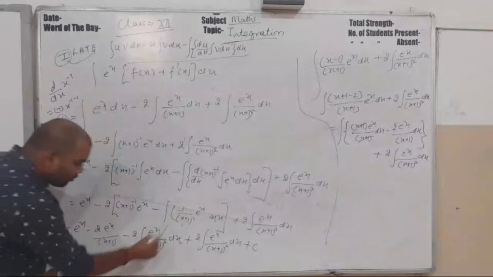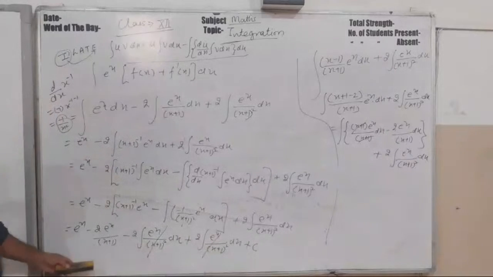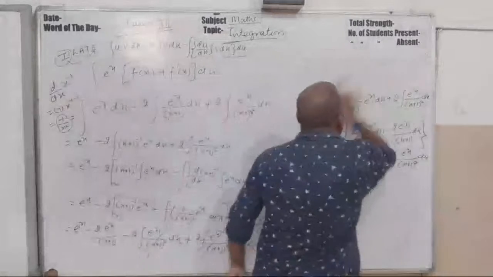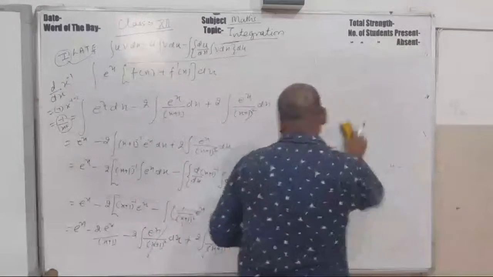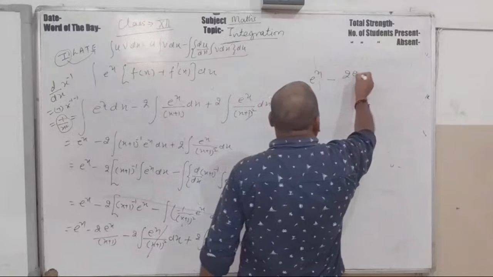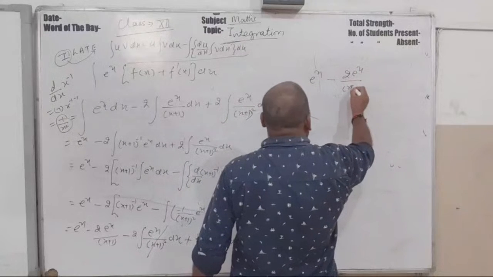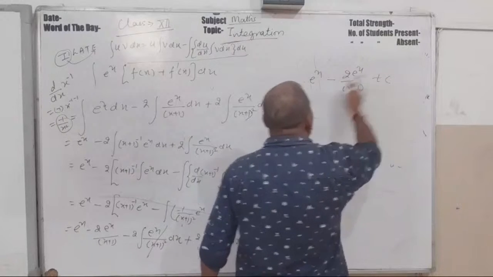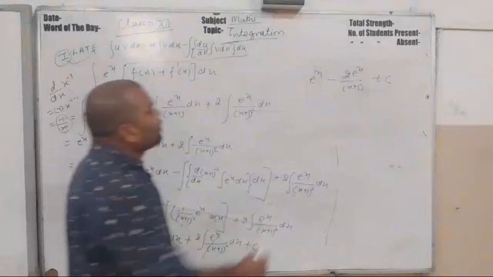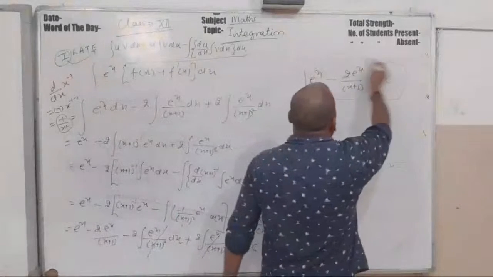Now if you see, these both parts are the same, so they are cancelled. Our integral becomes e to the power x minus 2 times e to the power x upon (x plus 1) plus c. Okay, so this is the final answer.